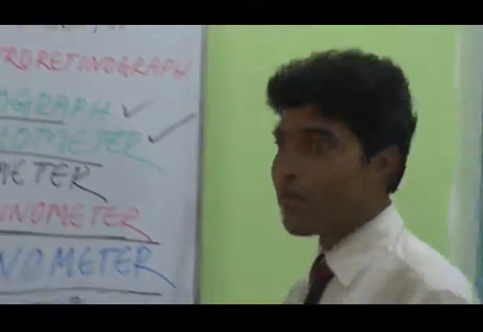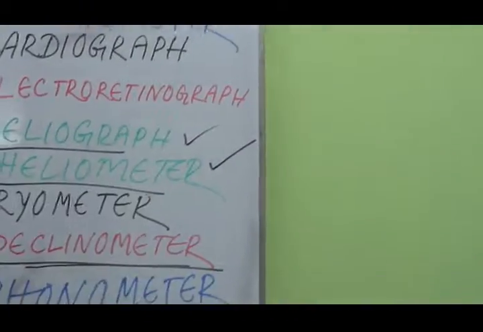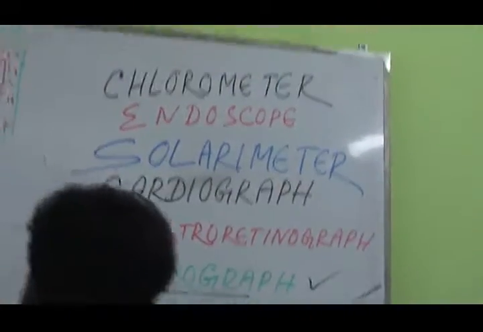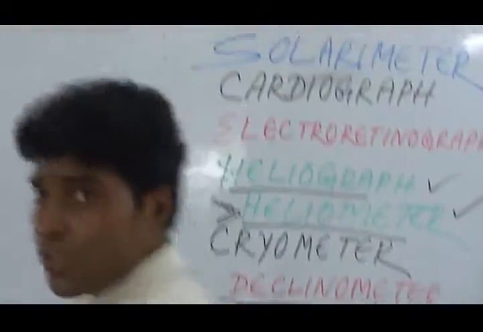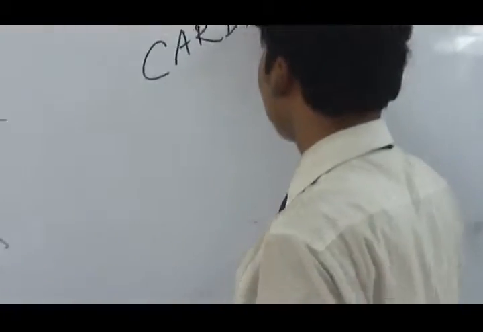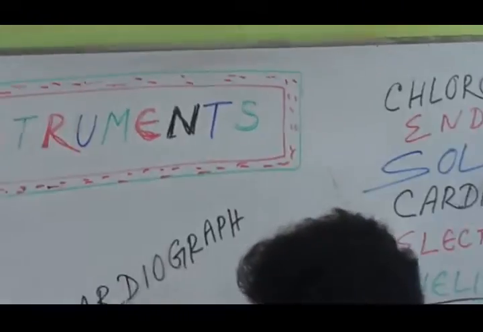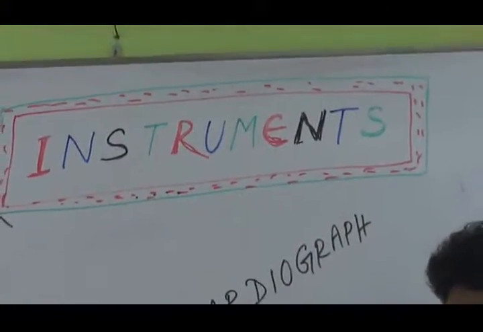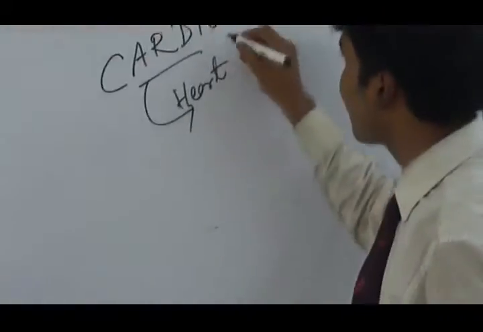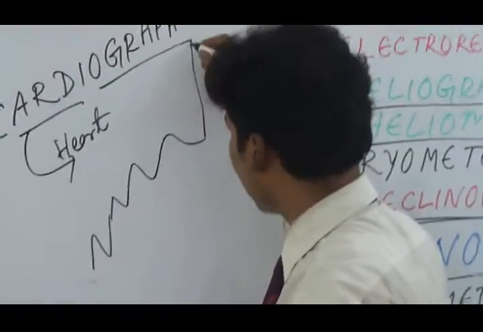Another thing we have to remember is electronograph. Electronograph means instruments used to measure electrons, that is the speed of electrons. The last one is cardiograph. Cardio means heart, so keep your heart intact. Cardiac means heart, and cardiograph measures the heart. In medical settings, you might have seen this figure.